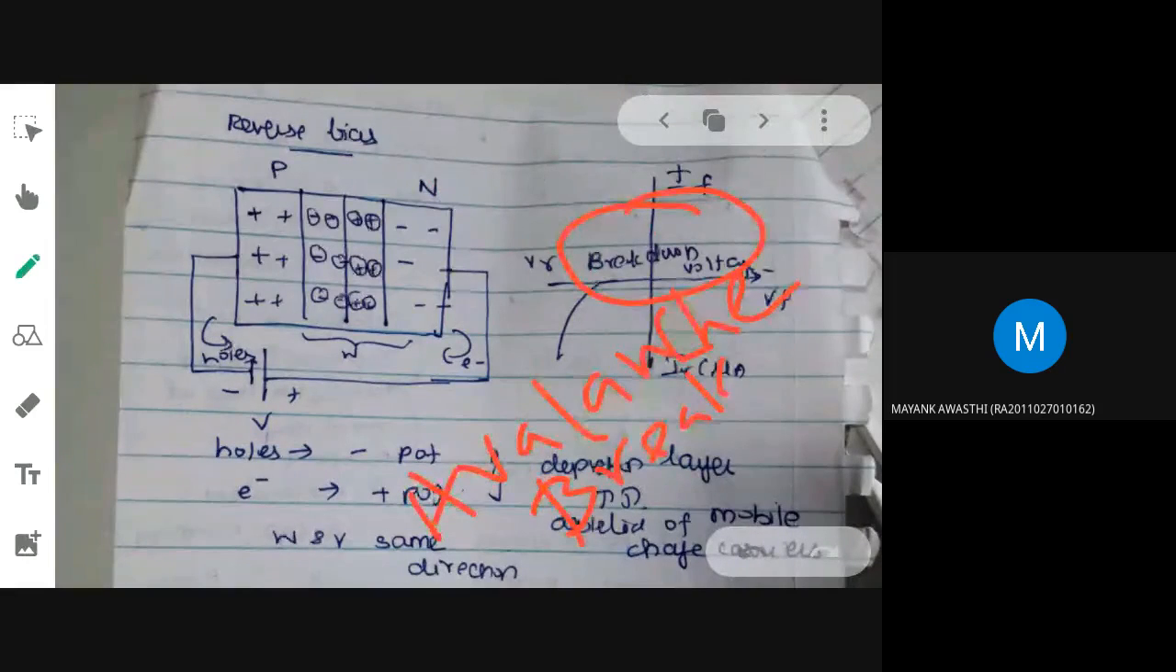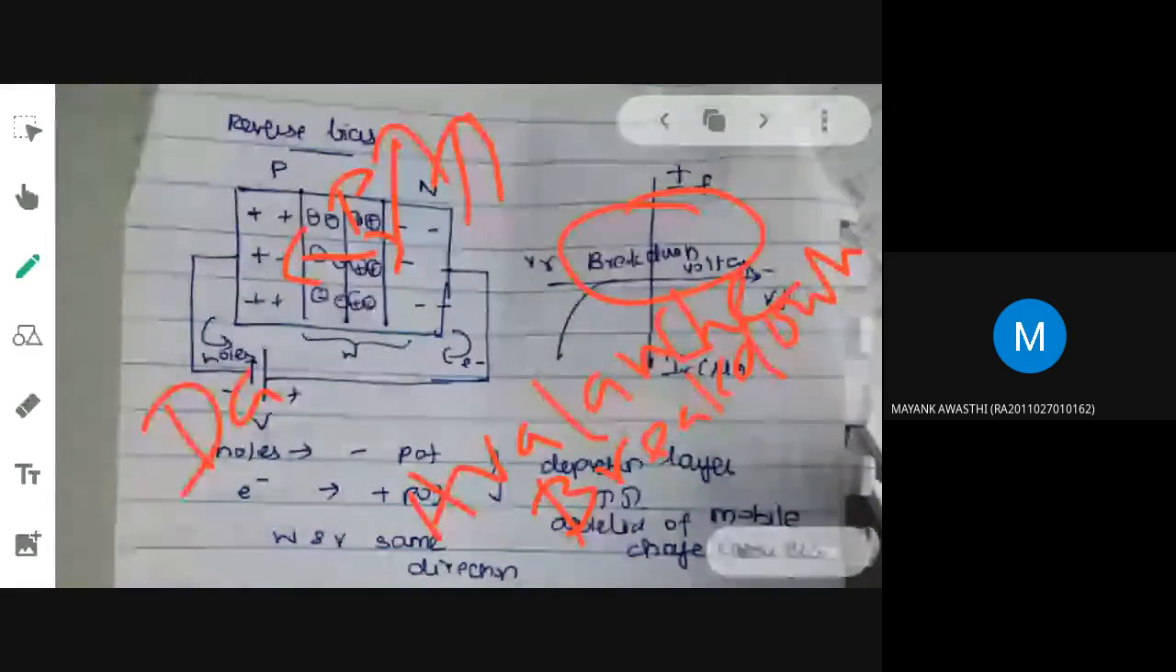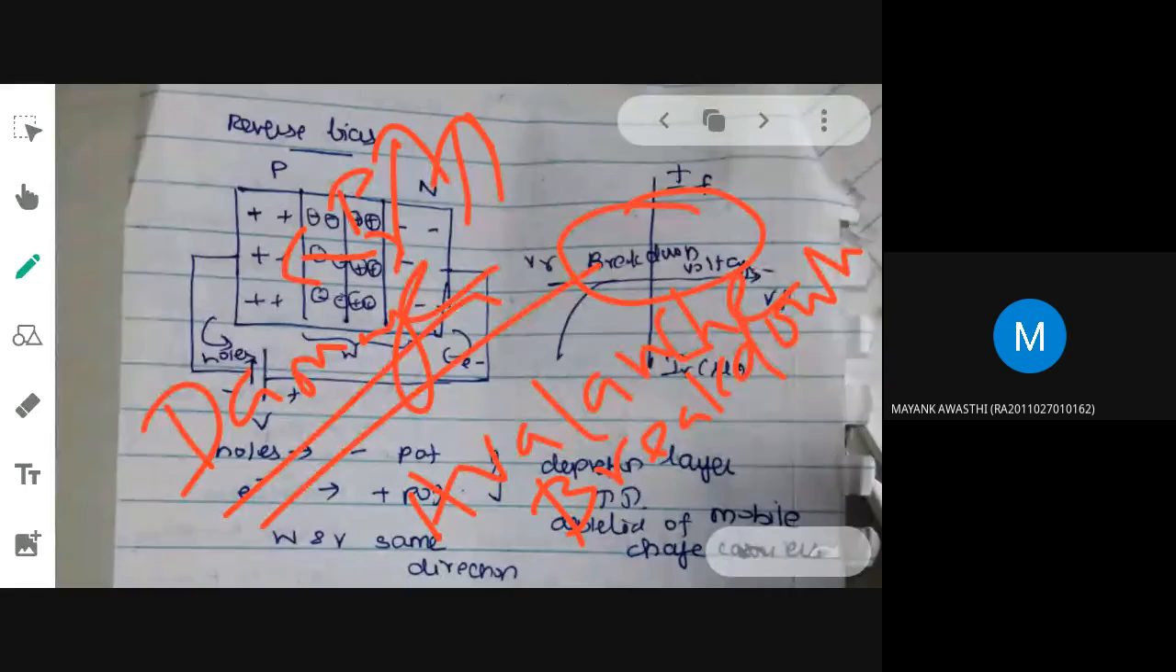When that breakdown happens, the reverse saturation current will become very large and the device will not be able to cope up. It will get damaged because the power dissipation in this junction will become very high. So you cannot operate this PN junction diode in reverse bias. If you try to operate at breakdown, it will get damaged because it cannot cope with the higher power dissipation in the junction.